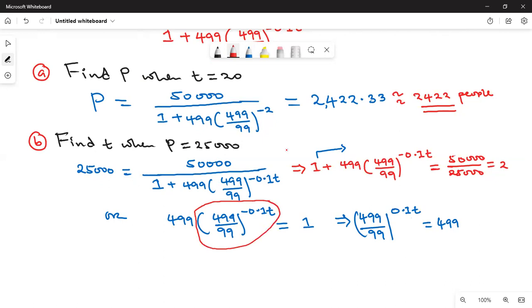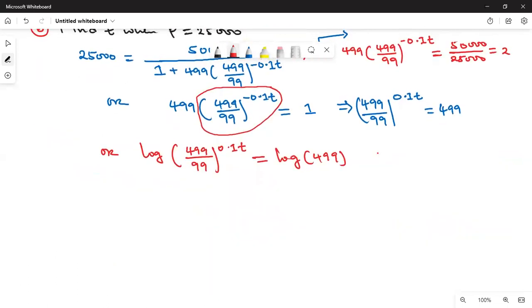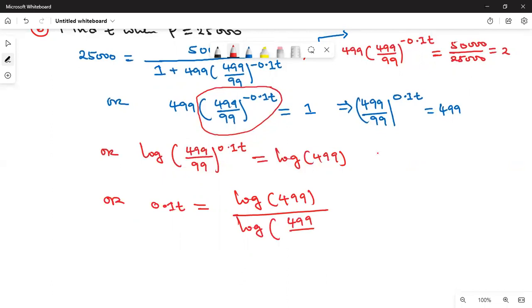So that means I'll take the log on both sides. So you can write log 499 over 99 raised to 0.1 t is the same as log 499. So apply the third law of logarithms on the left hand side, 0.1t is the same as log 499 divided by log 499 over 99. What is the answer here?